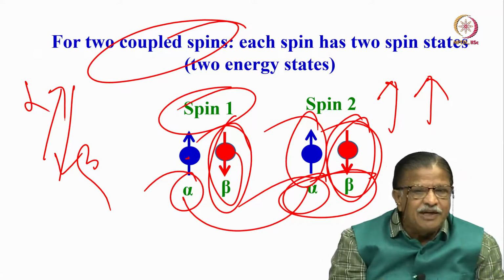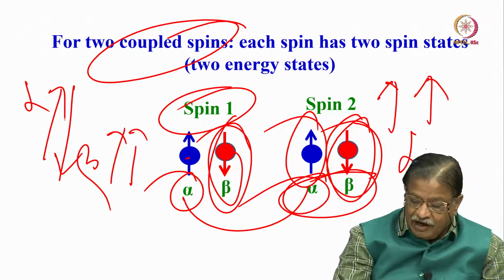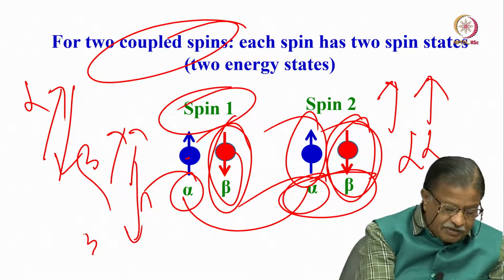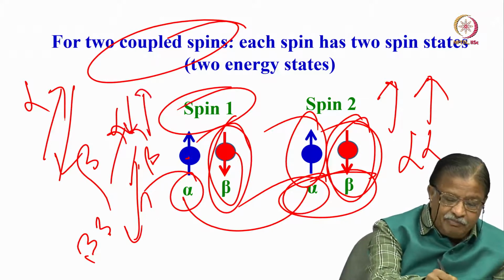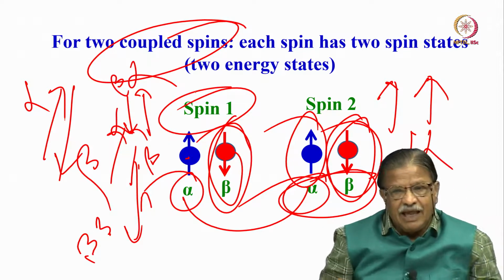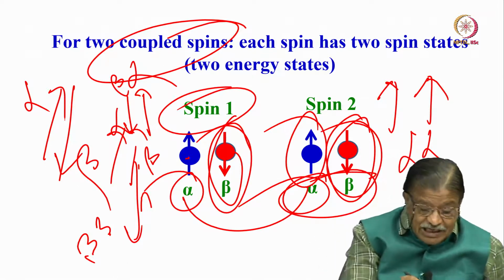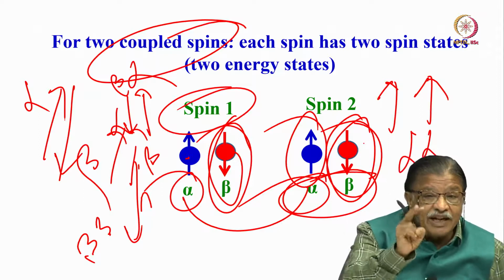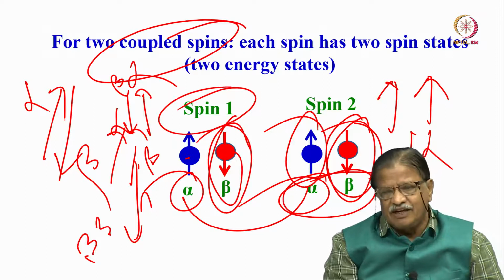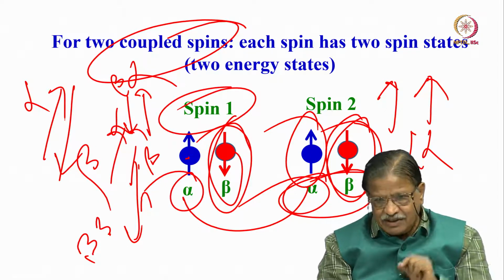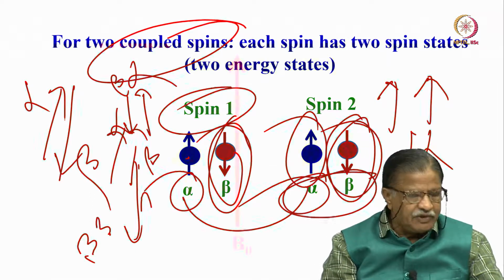So, 4 such possibilities. When both are up we call it alpha alpha, when both are down we call it beta beta, when one is up and one is down it is called alpha beta, when this is down and this up we call it beta alpha. Like this 4 different combinations we can think of. That means each spin will see the other spin in 2 different energy states, okay. And this causes splitting of the energy transitions, splitting of the energy levels, and as a consequence you see multiplicity of transitions. Look at this one.